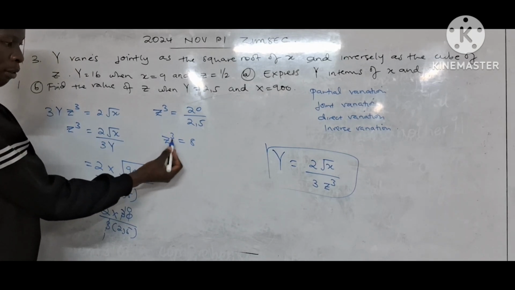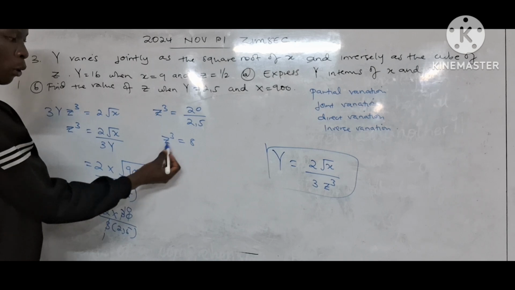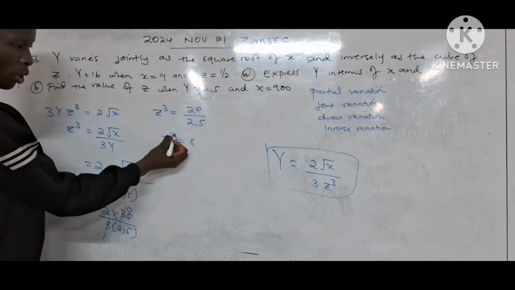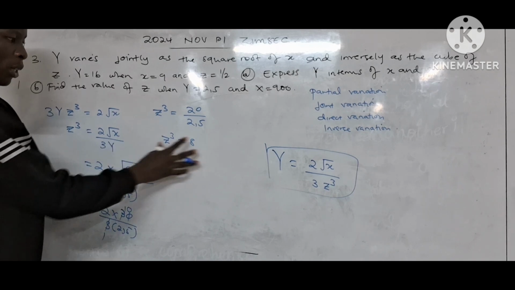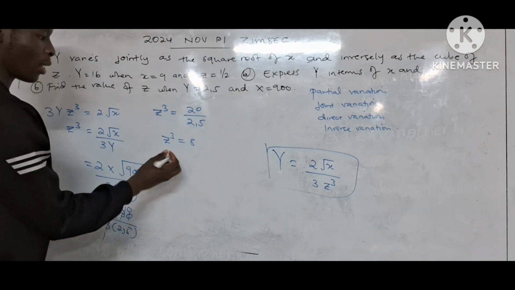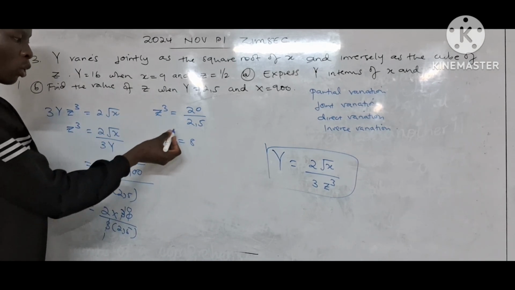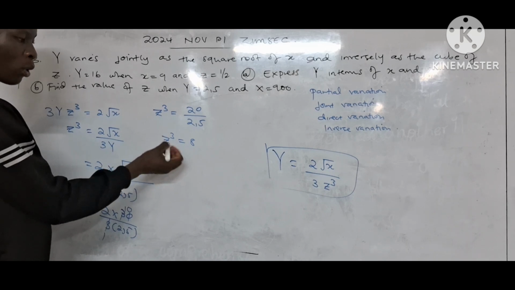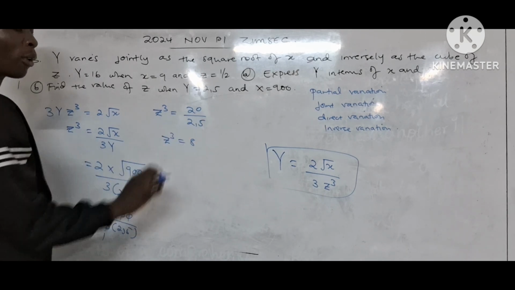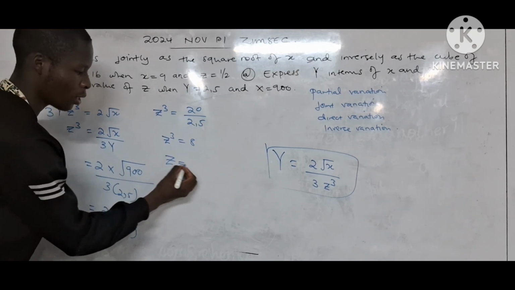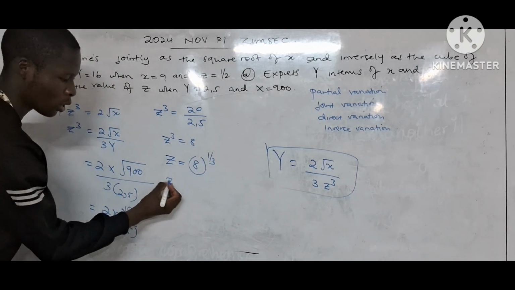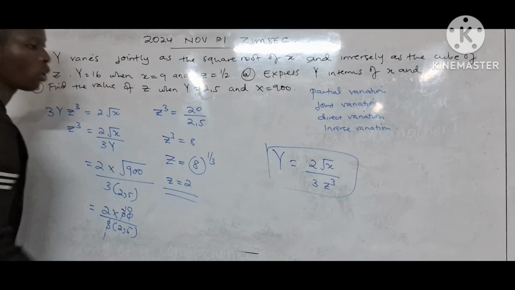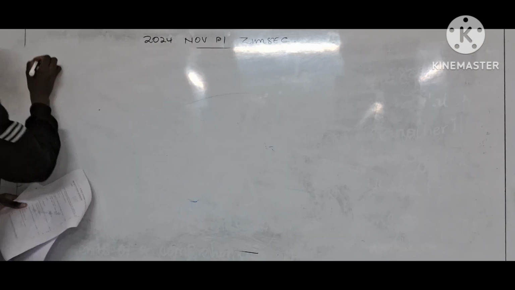Now you want to find the value of z, right? So in order for you to find the value of z, you multiply this power by 1 over 3. The thing that you do on the left hand side, you're supposed to do it on the right hand side. So in other words, you take the 1/3 power of the left hand side and the right hand side. So z is equal to 8 to the power 1 over 3. Okay, so z is equal to 2. This is the final answer.